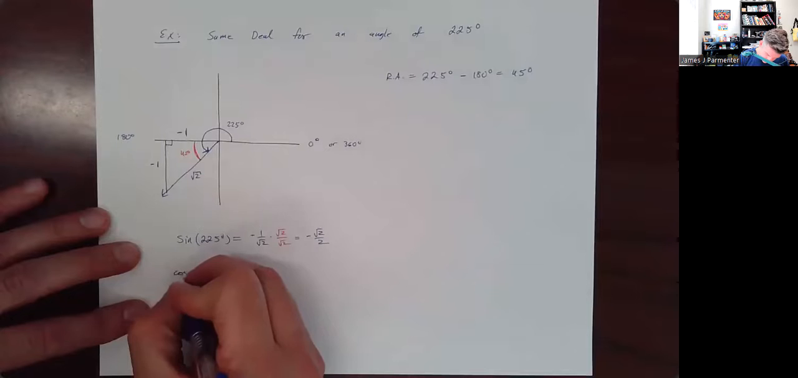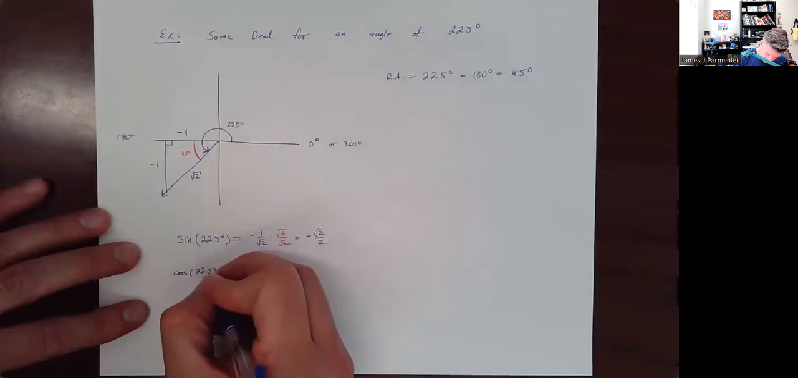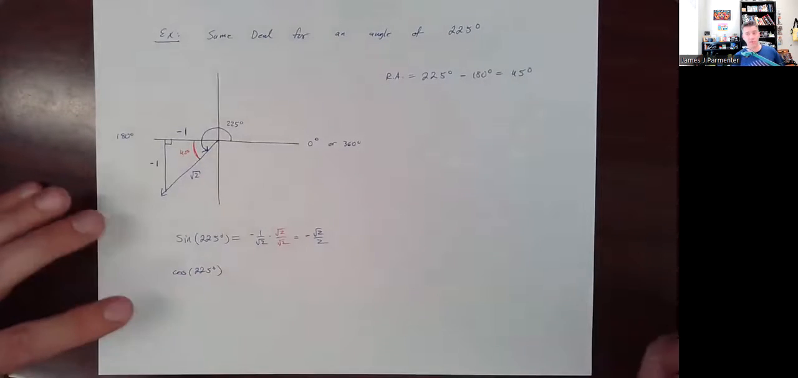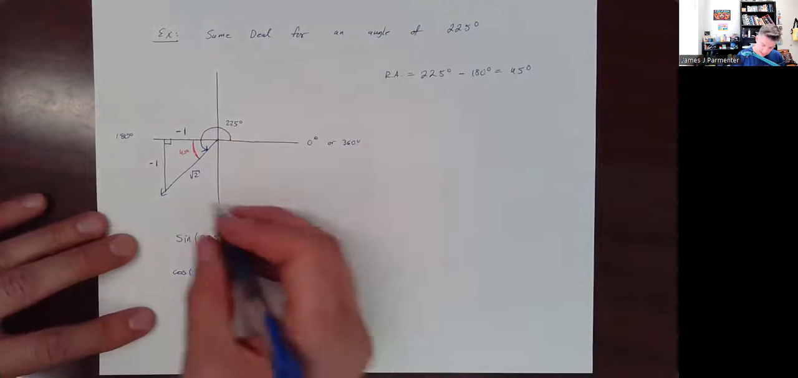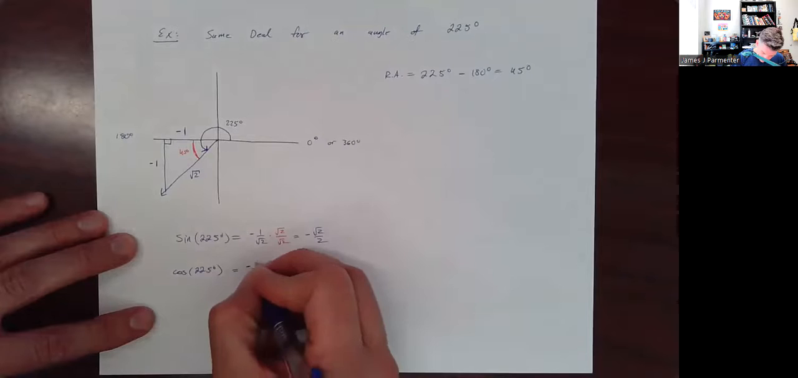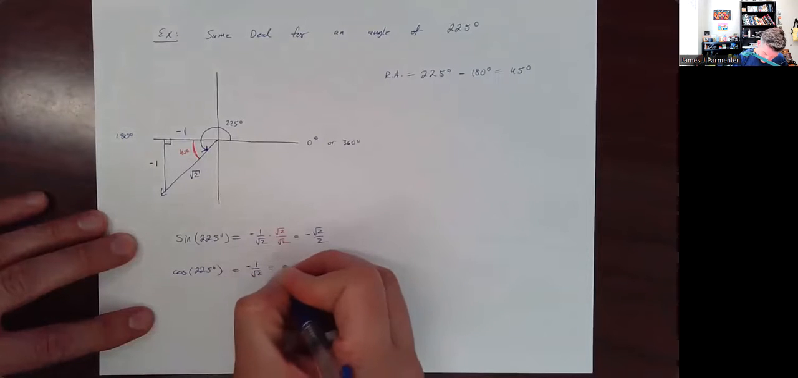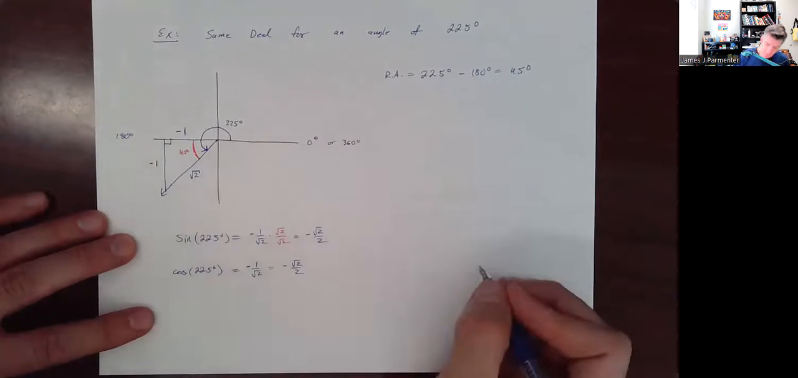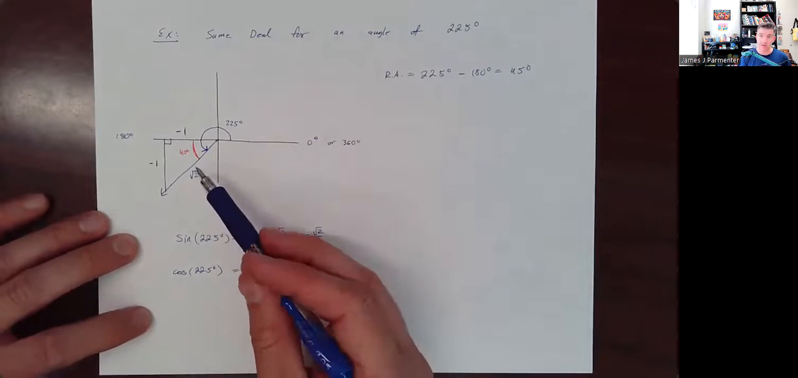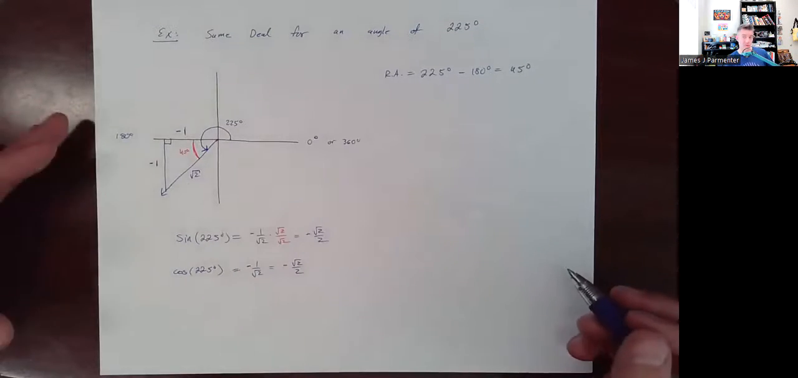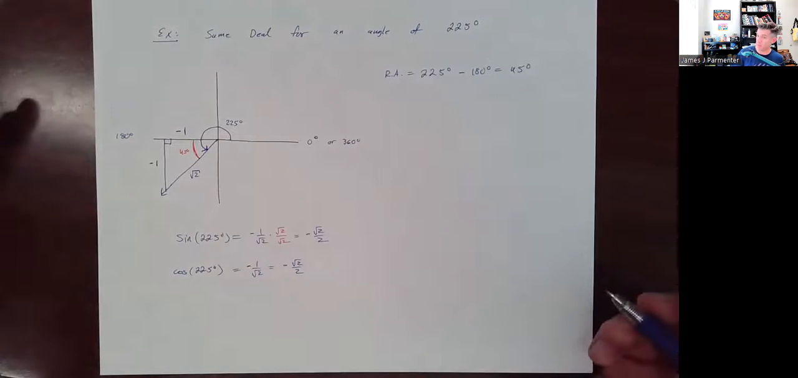For cosine of 225, it's either going to be the same or it's going to be the same value with the opposite sign. Here it is going to be the same sign because cosine is also going to be negative 1 over root 2, which is negative root 2 over 2. But for example, if my angle had been 135 degrees in quadrant 2, then sine would be positive root 2 over 2 and cosine would be negative root 2 over 2.